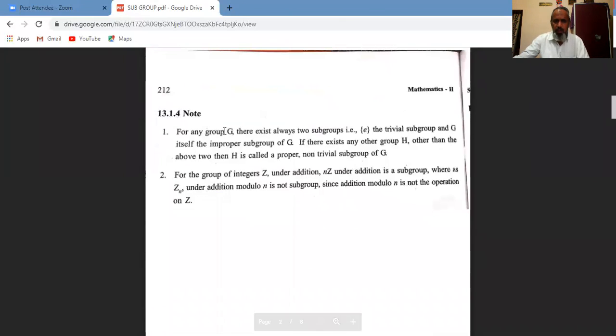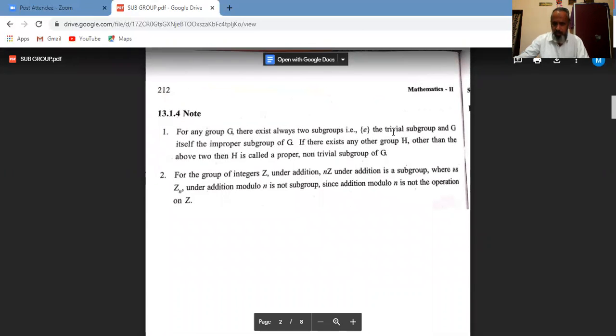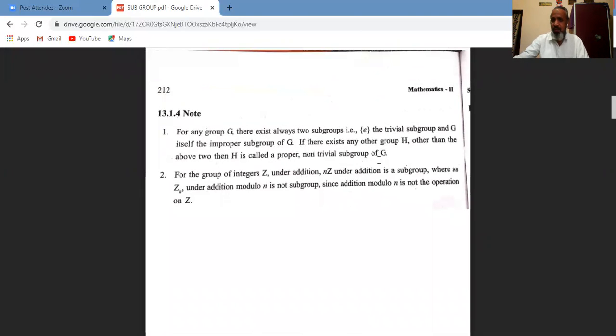So this is the example and definition of subgroup. Now, for any group G, there always exist two subgroups. One is the trivial subgroup, that is the subgroup containing only one element, that is the identity element. And G itself, the improper subgroup of G. So trivial or improper subgroup. If there exists any other subgroup H other than the improper subgroup or trivial subgroup, then it is called a proper subgroup or non-trivial subgroup.